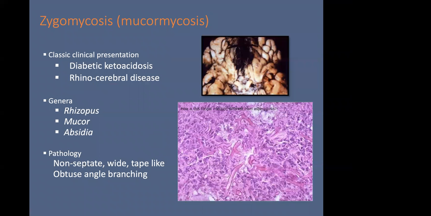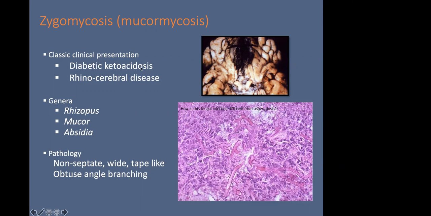Zygomycosis or mucormycosis, on the other hand, these are filamentous fungus too. But if you look at the histology here, they are empty tube-like structures. They are not septated. And their branching is more obtuse, like 90-degree. Though we do not rely much on this branching, what we rely on is the presence of septae or whether the fungus is non-septate. Mucor is usually far thicker than the Aspergillus.